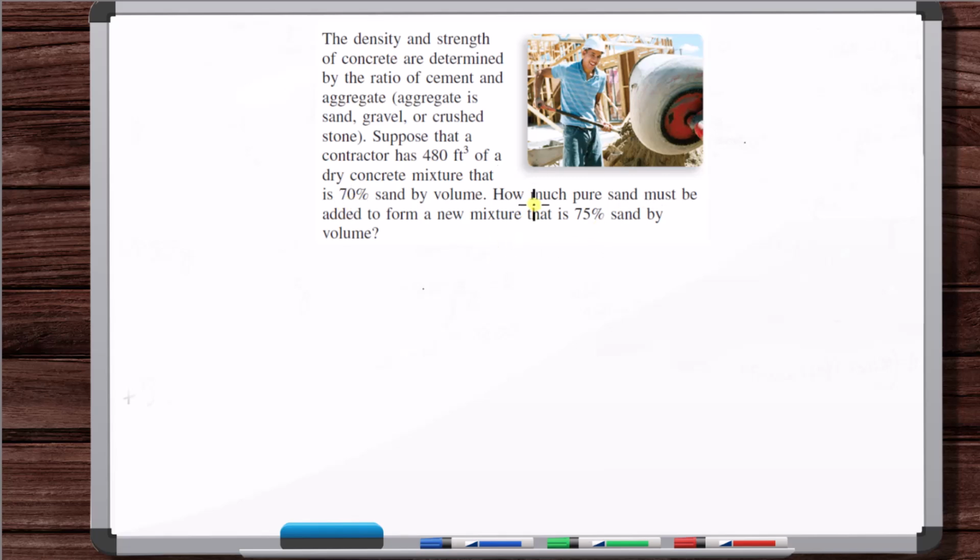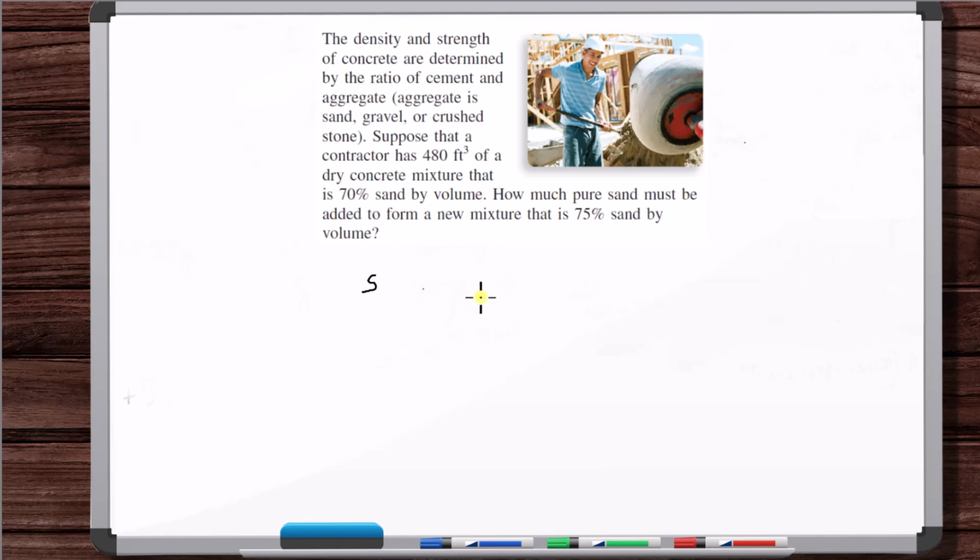Okay, but here's the story. How much pure sand must be added? Okay, so let's say this pure sand that we're adding is X, right? X. This is the answer. If we solve for X, we're going to solve the problem. Okay? Now, what else? Well, let's say sand, this S, we'll solve for S. S is the amount of sand added.